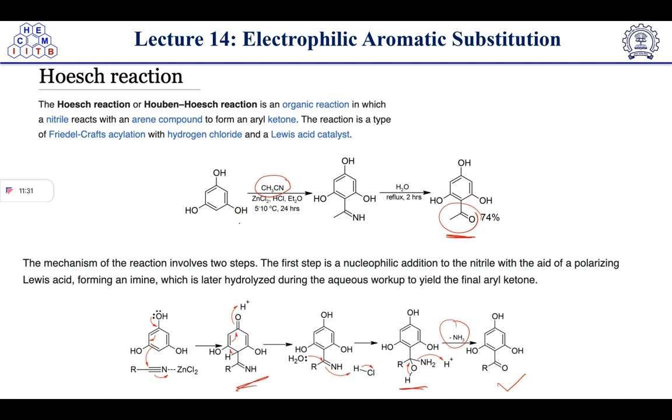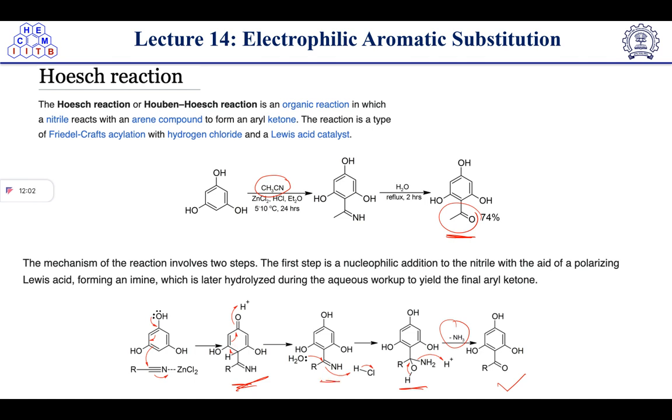So the mechanism of the reaction involves two steps. The first step is a nucleophilic addition to the nitrile group. So here the lone pair of oxygen will push electrons here and it will go like this, and the double bond will attack the nitrile group. Now it will form this type of intermediate. After getting this one, what is the next step? The protonation of this oxygen will take place and this double bond will come here and this will come here.